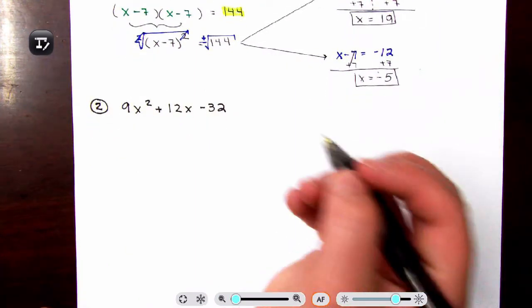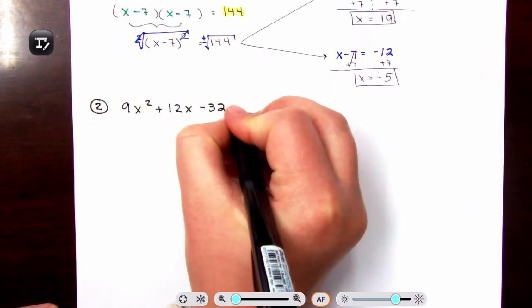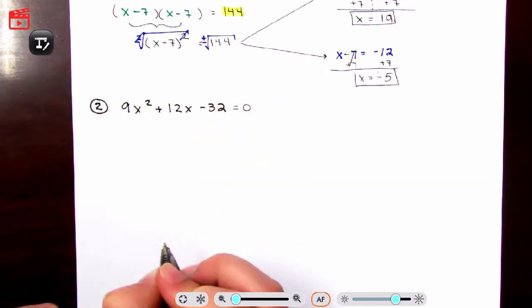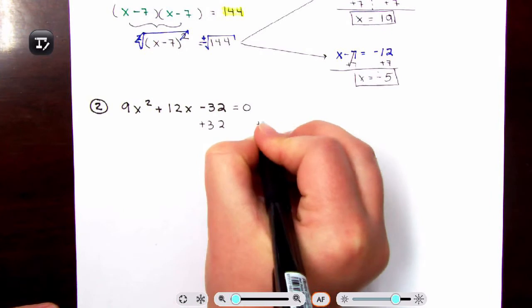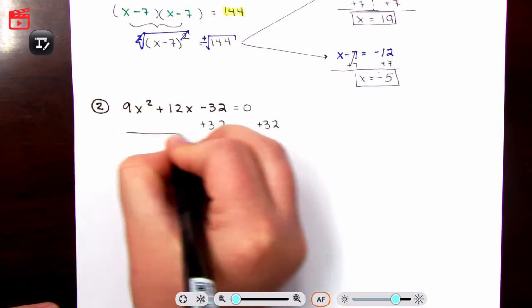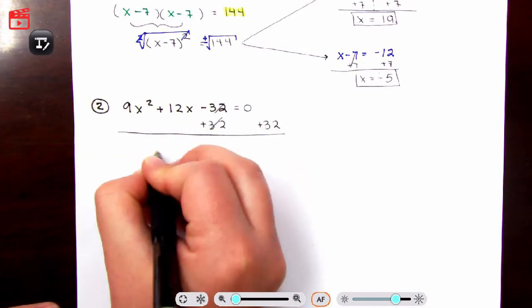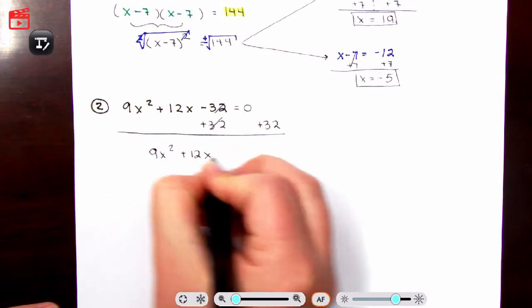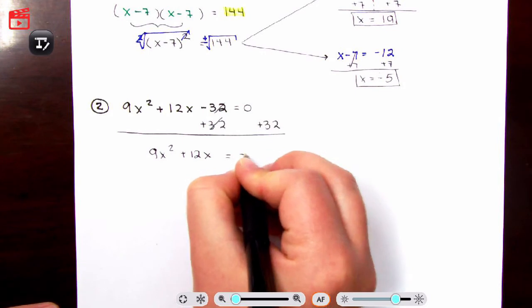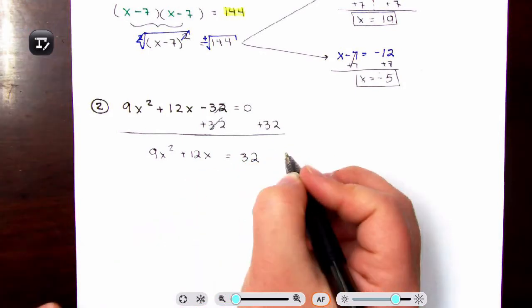Question number 2, step number 1, you are going to set it equal to 0. Step number 2 is you're going to add or subtract that constant term. In this case, it's 32. Now you can do this question a different method. That's okay because 9 is a perfect square, but we're just going to stick to those steps that we originally came up with in the previous video.